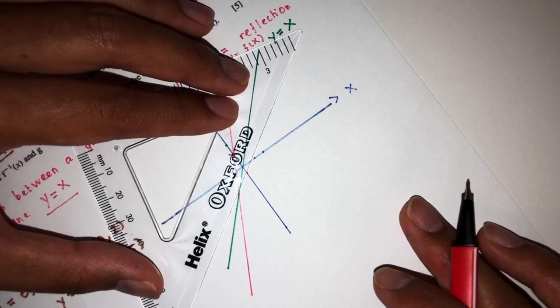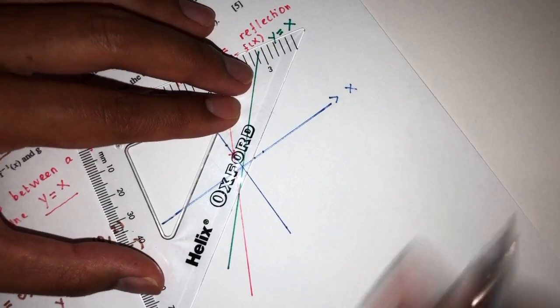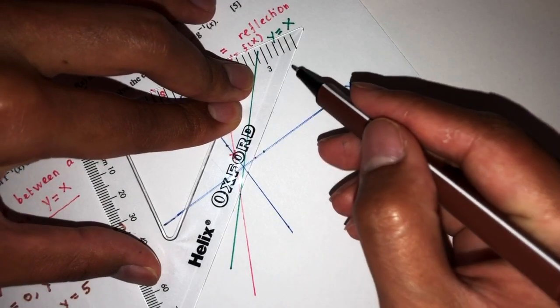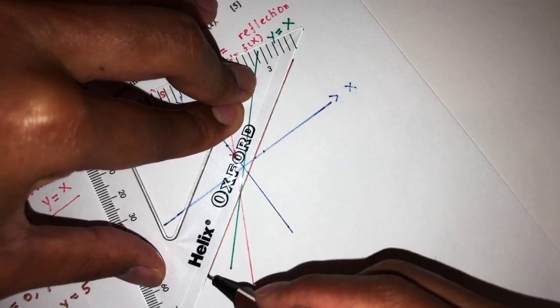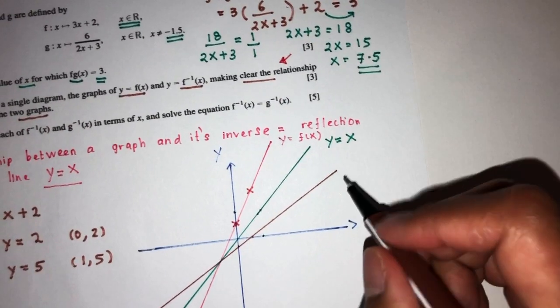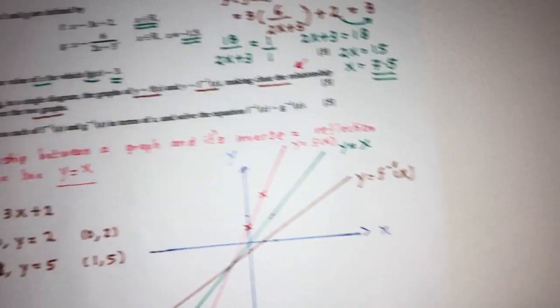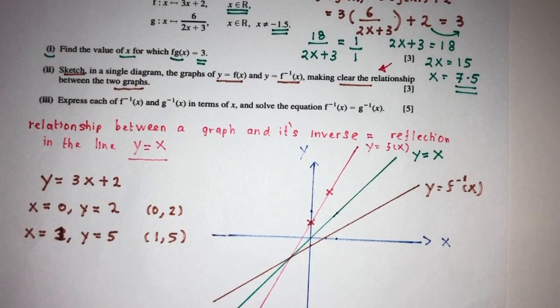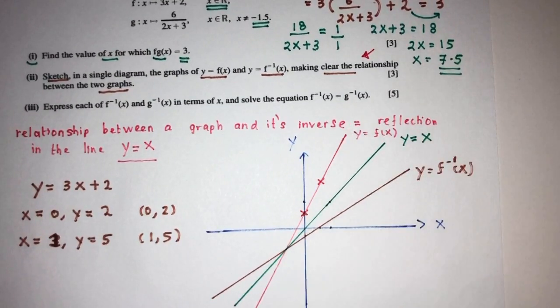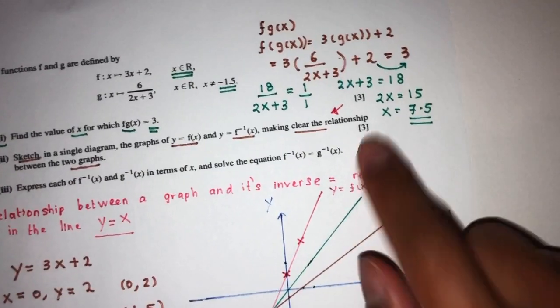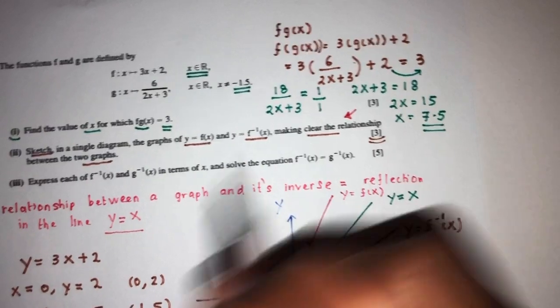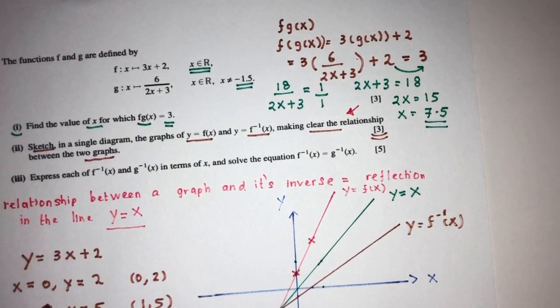Now let me use a different color because it will be confusing. I'll use this one. And this will be my graph of y equal to f inverse of x. As you can see, there's a few things here we have to show. We have to show this line, but also this line to get your 3 marks. Okay, that will be part 2 of the question.